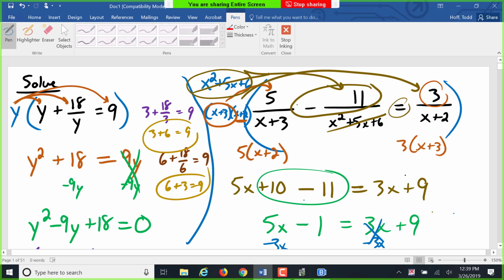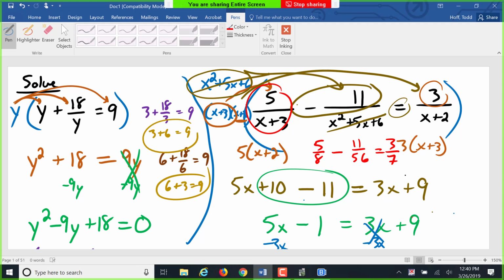Looking back at the equation, the biggest thing we need to double check for, we can put that back in if we would like to make sure we get the same answer, or to get that it works out, I should say. And it will. 5 over x plus 3 ends up being 5 over 8 minus 11 over x squared plus 5x plus 6. Well, that ends up being 11 over 56 equals 3 over x plus 2. That's 3 over 7. That actually does work out. Not very pretty, but it works out.